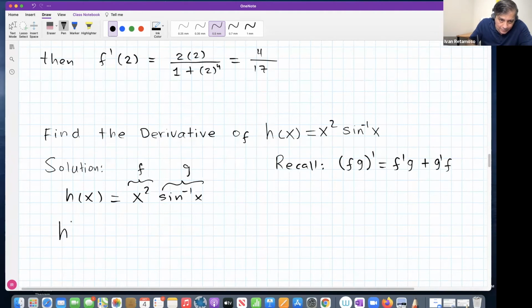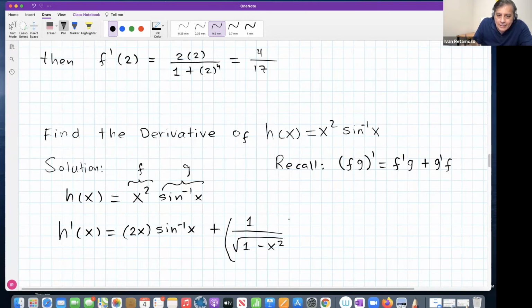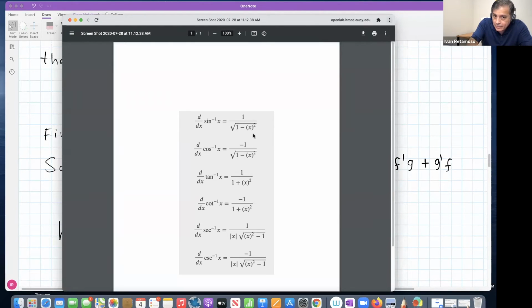So the derivative of the function h will be derivative of f, which is just twice x, times the function g as it is, plus derivative of g. But the derivative of sine inverse, remember, is 1 over a square root of 1 minus x squared, that times the function f as it is, x squared. Now, if you don't recall this, I show you guys in our website, we have these results: derivative of sine inverse is 1 over square root of 1 minus x squared.